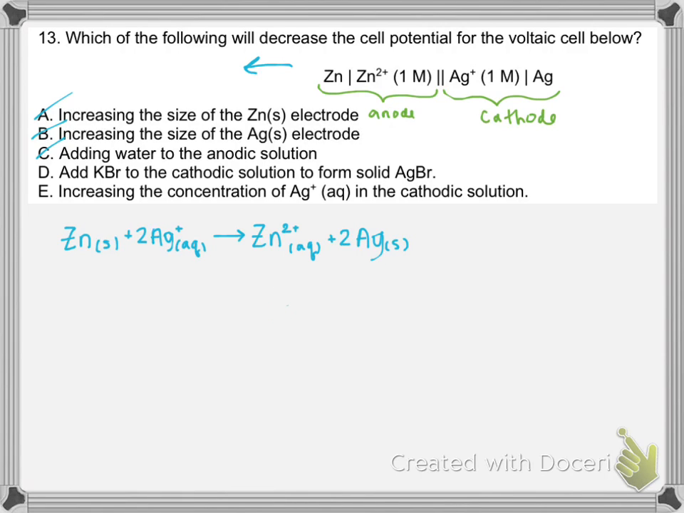And then in D it says adding KBr to the solution to form solid AgBr. So what that would do is remove the silver from the solution. And when we remove a reactant, we're going to shift to the left to make up for that loss, which would be a decrease in the potential. So here D would be the answer. And if we look at E, that would be kind of the opposite of what we just did. We would be increasing the silver concentration, so we would shift to the right.